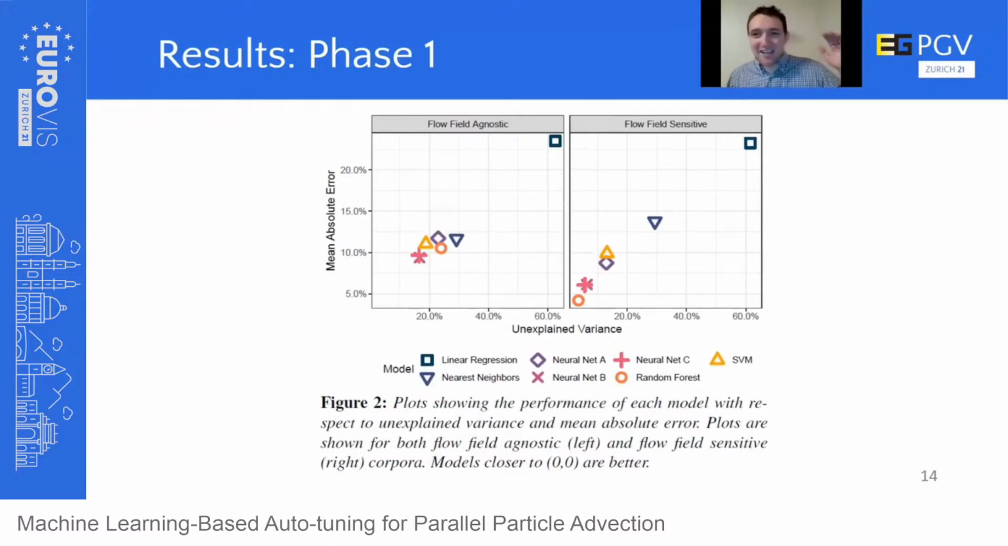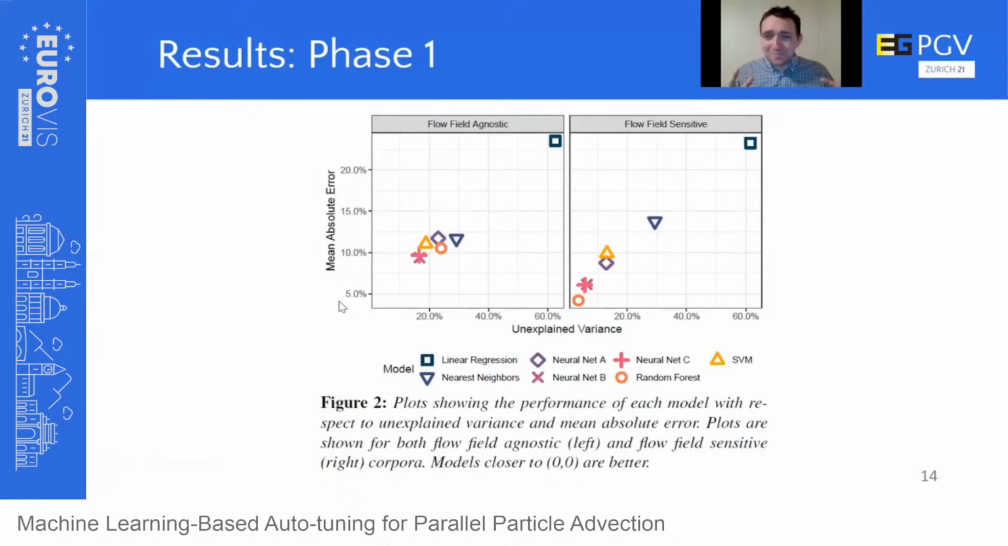Is this data set A? Yes or no? Is it data set B? Yes or no? That sort of thing. When we did that, we called that flow field sensitive. So within our 14 different models, 7 for flow field agnostic and 7 for flow field sensitive, we were able to get some results. We measured, on one hand, our mean absolute error.